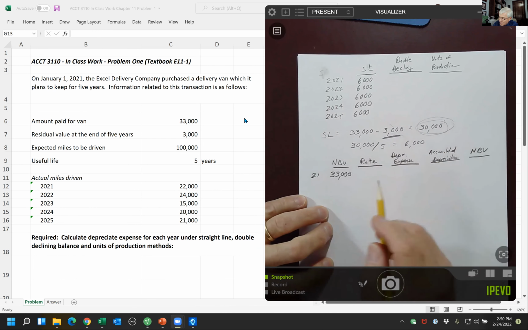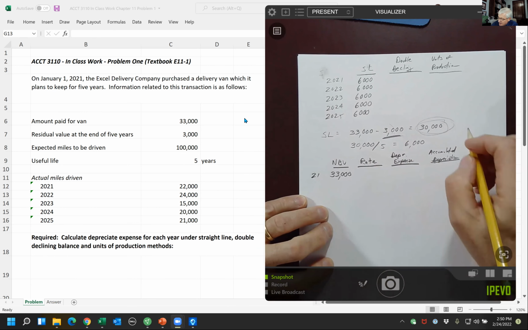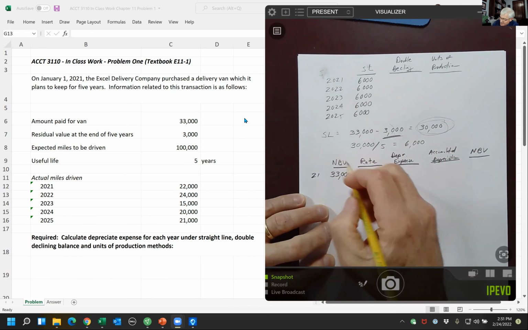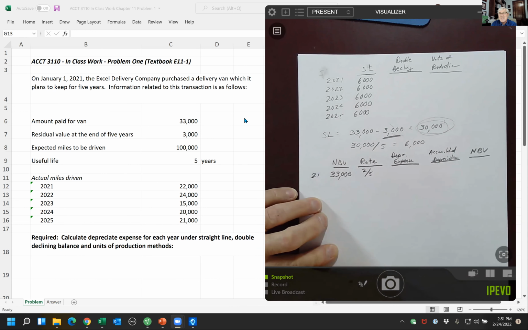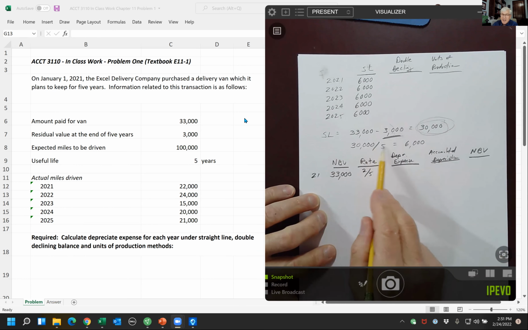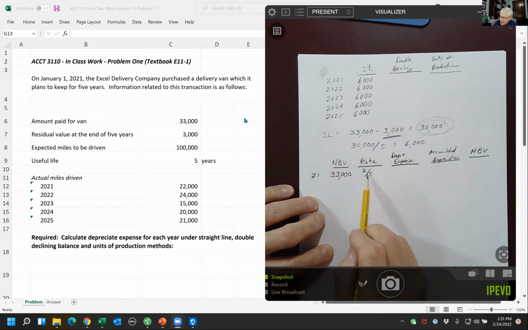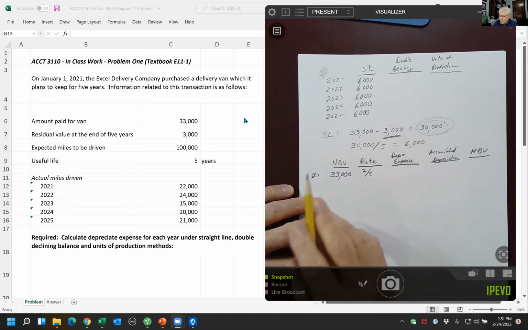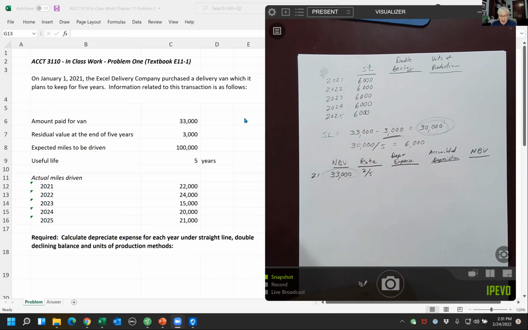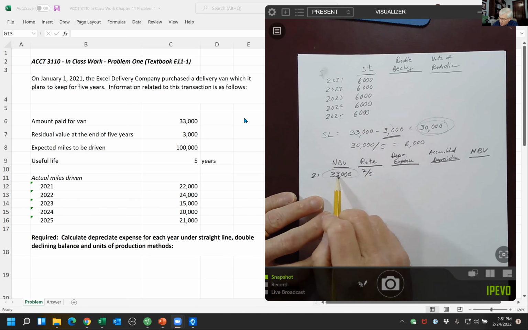What's the rate here? Okay, the double declining rate, the straight line method was 1 divided by 5. So 2 divided by 5, it makes sense. Double declining. The straight line was 1/5. That's what we use here. 30,000 times 1/5 equals 6,000. In the double declining, we use 2/5 or 40%, if you will. And we start with the net book value. So for year one, we ignore the residual value. What's 2/5 of 33,000?